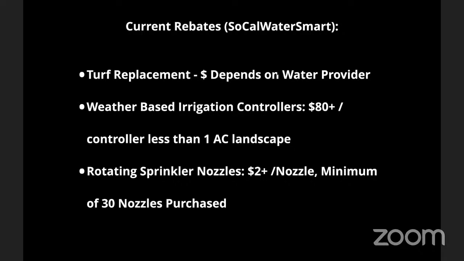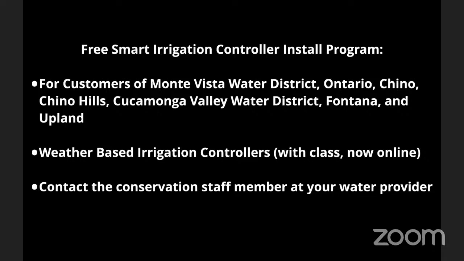And then they also have a rebate on rotating sprinkler nozzles. If you have a large yard and you're going to be replacing traditional sprinkler nozzles with the high efficiency rotating ones, you can then go and get part of that paid for. Again, it starts at $2, but some local water agencies, like in our local service area, are kicking in extra money.